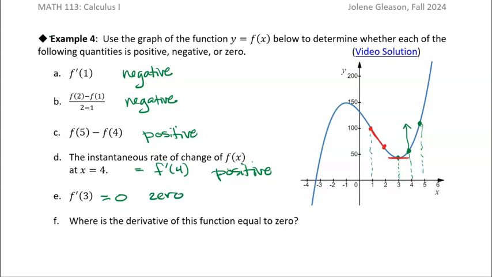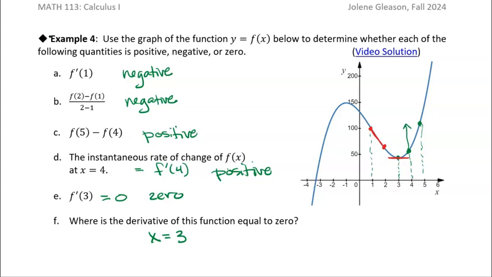All right, and the last question here is just asking, where is the derivative of the function equal to 0? Well, we just found one point, one x value where the derivative is 0, right? So we know when x equals 3, it looks like the derivative is 0. Now, where else is the derivative 0?